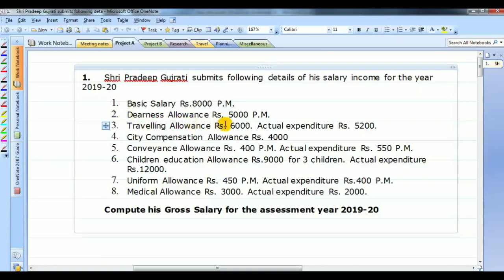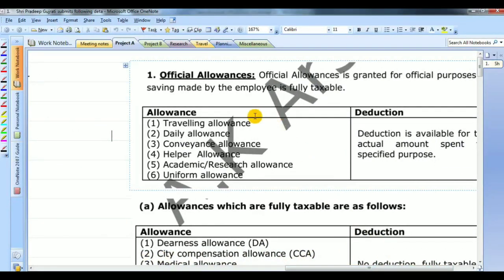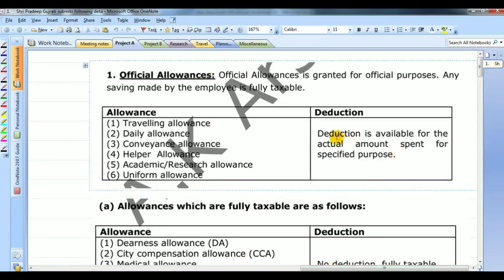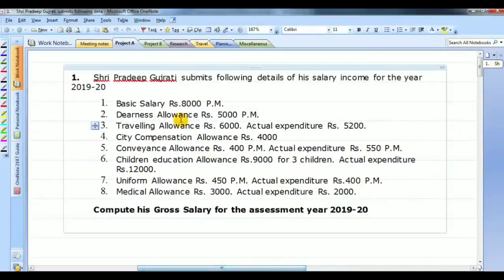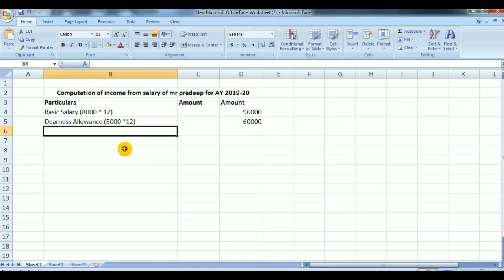Travelling allowance rupees 6,000 and actual expenditure 5,200. Now let us again refer to our table. Travelling allowance comes under official allowances, and for official allowances deduction is available for actual amount spent for specified purposes. So here what we will do, how much travelling allowance we have received? 6,000. And how much is the actual expenditure? 5,200. So tax treatment will be as follows.